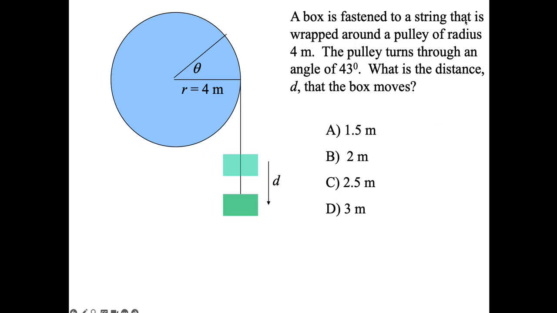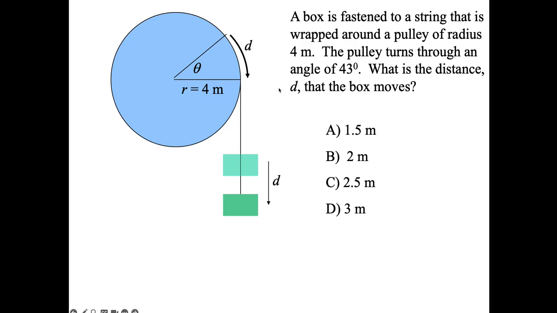So a box is fastened to a string that is wrapped around a pulley of radius 4 meters, okay? The pulley turns an angle of 43 degrees, right? So this distance here that turns an angle of 43 degrees, well, how far does the box move, okay? And now the key thing here is that 43 degrees, if you think about it, the string is lying on top of here, so it's going to unwind just that same amount of string, right? So this distance the box drops is the same as the distance as this arc length from the 43 degrees, okay?